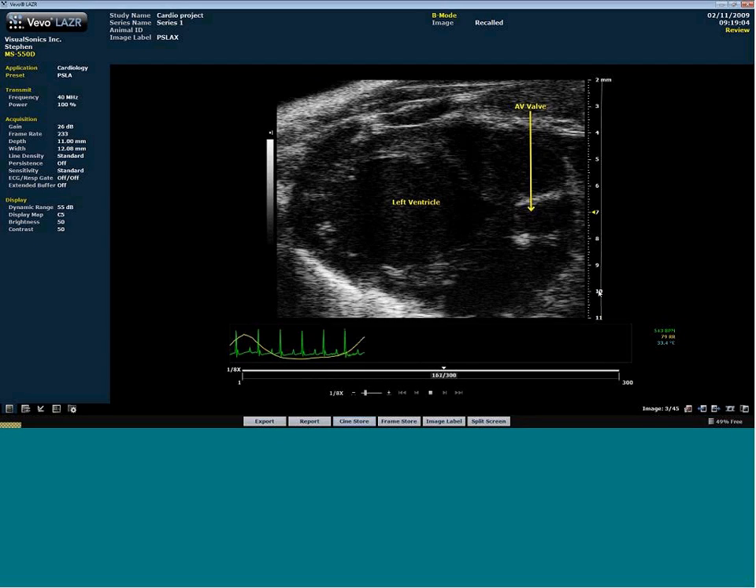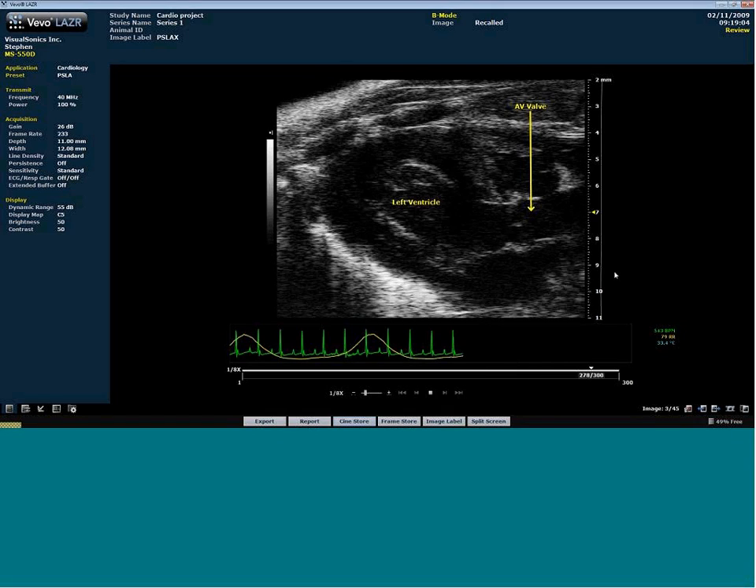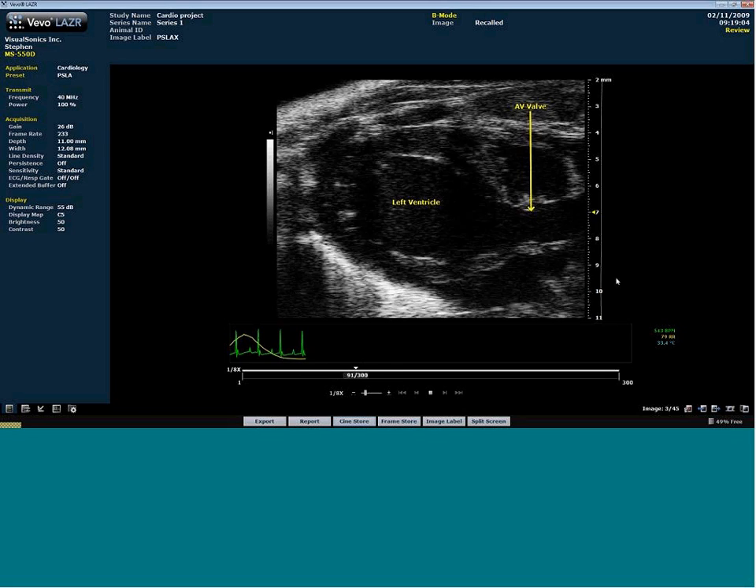Another thing is it's not obvious on the screen to people that have never looked at a 2100 image before, but there's a line right here alongside the scale.